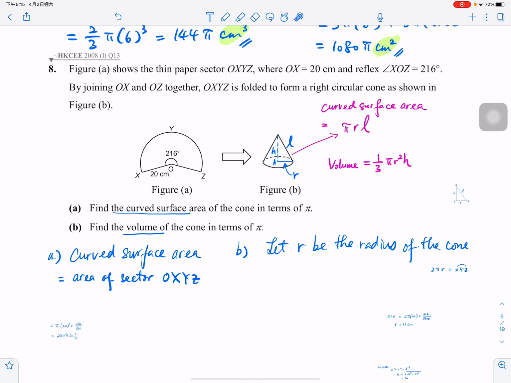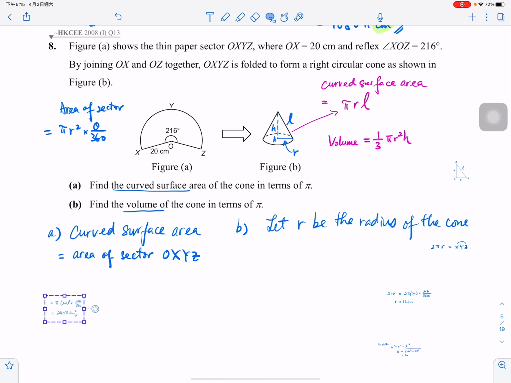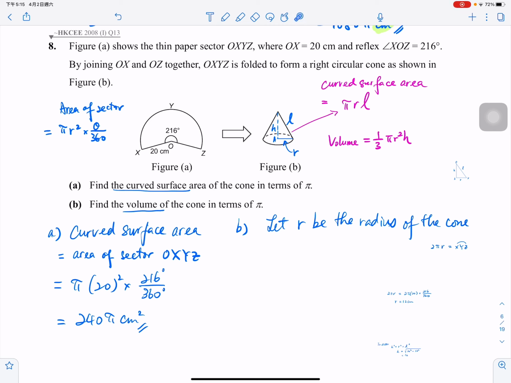Do you know the area of a sector? What is the formula? Pi r square is the area of a circle, and a sector is a part of a circle, so times theta over 360. Now you know 216 is the theta and the radius r is 20. So pi r square times 216 over 360 degrees. As a result, 240 pi cm square is the curved surface area. That's great, very good.